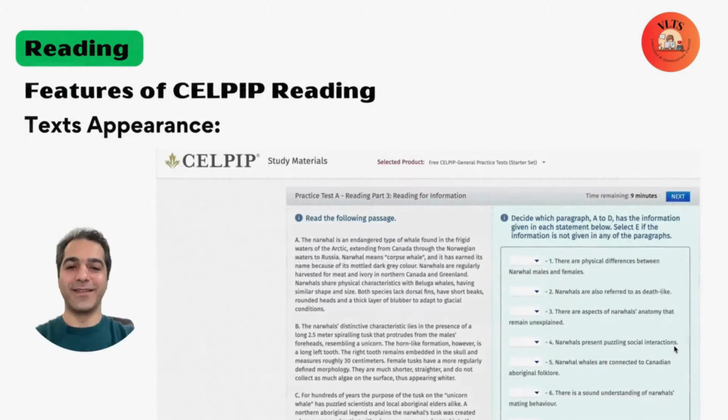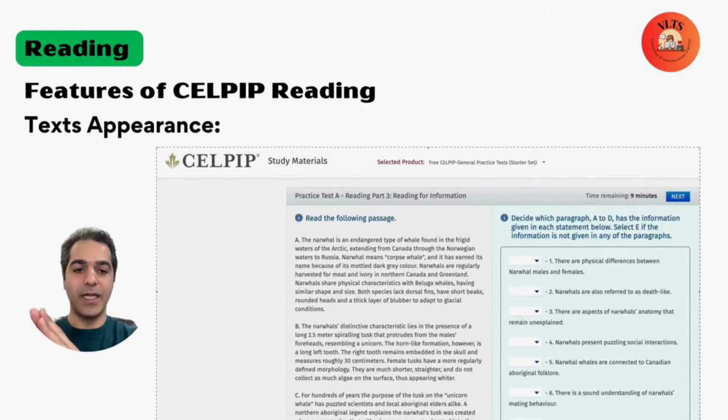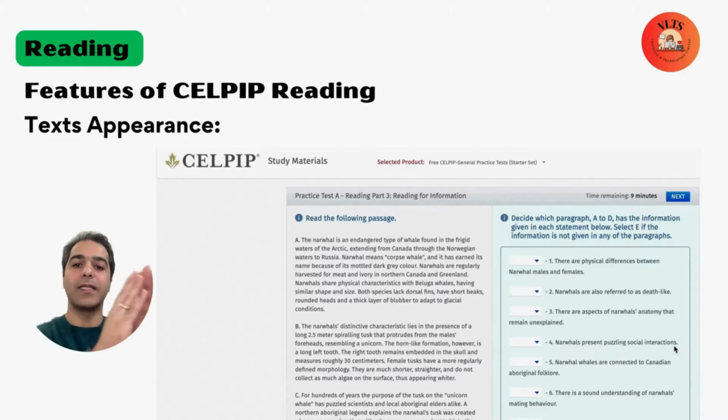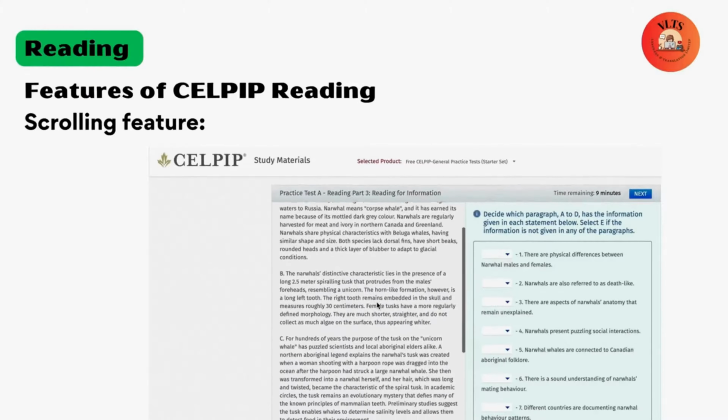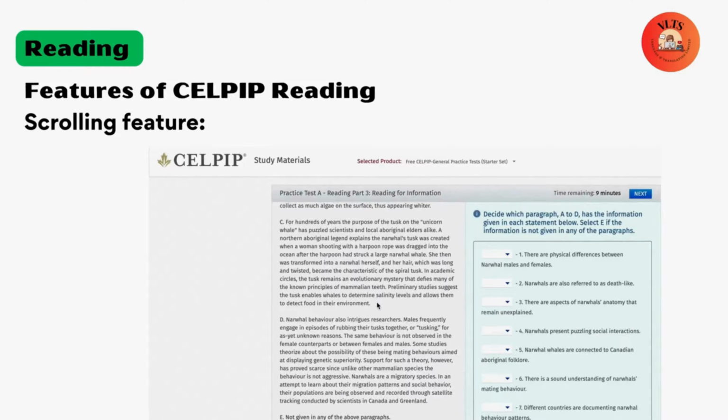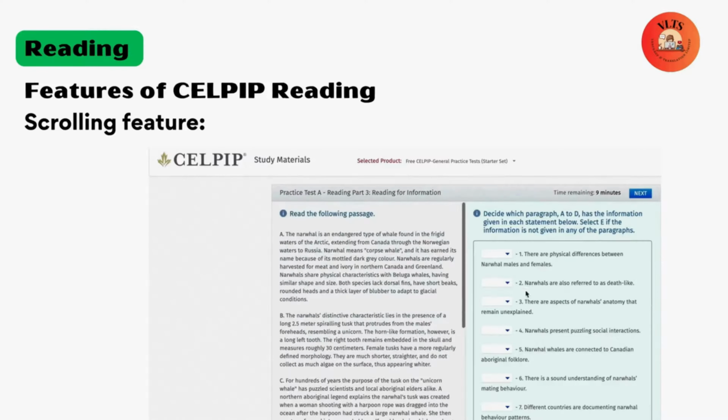Text appearance. In CELPIP reading, both the reading passage and the questions with answer options are displayed simultaneously on the screen. The reading passage appears on the left side of the screen with the questions on the right side. Scrolling feature. To navigate through all parts of the passage and questions, you'll need to scroll up and down on each side of the screen.